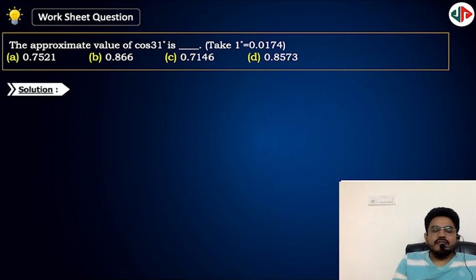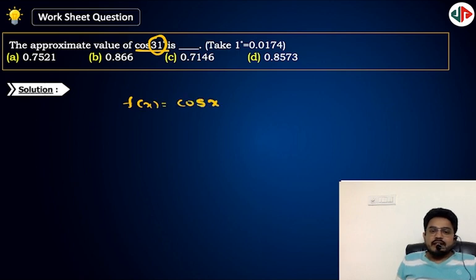Approximate value of cos 31 degrees. When you are taking cos and so on, the angle should be in terms of radians. So here f of x is equal to cos x, x is equal to pi by 6, and delta x is equal to 1 degree. 1 degree I'll take as 0.0174 radians. Now f dash of x, the derivative of cos x, is minus sin x.